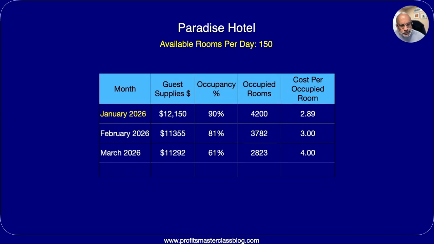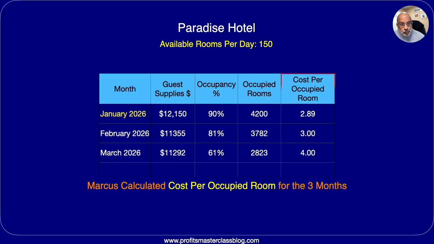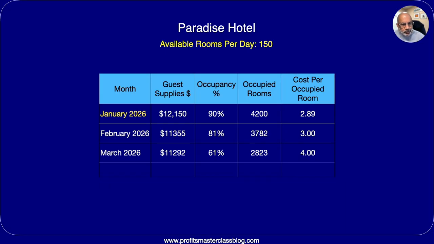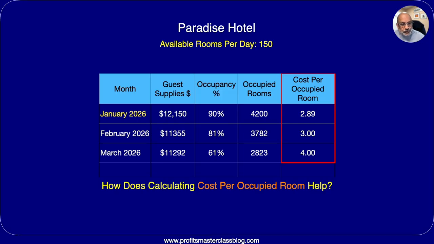Using the occupied rooms numbers, Marcus calculates cost per occupied room for his guest supplies over January to March 2026. This means dividing the guest supplies in column 2 by occupied rooms in column 4. And voila! What does he observe? Marcus observes that when his hotel occupancy decreased from 90 to 81 and then to 61% occupancy, the guest supplies variable expense decreased as well. But notice the last column.